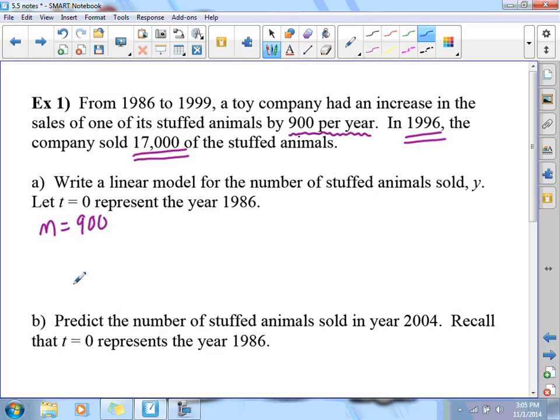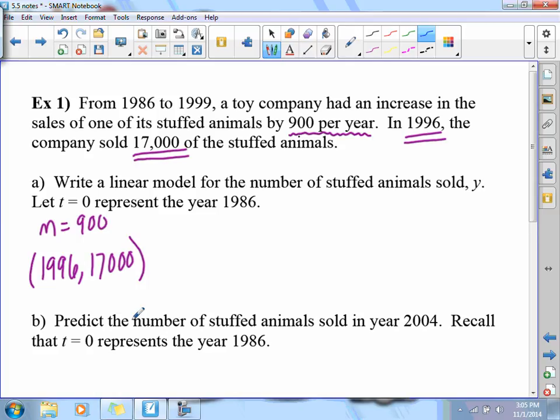Okay. Now, in 1996, they sold 17,000. Now that information is also important because now that we have our slope, this information is going to become our point. Now we have to be careful about how we write our ordered pair though for our point. Sometimes you can use 1996 and then the 17,000.